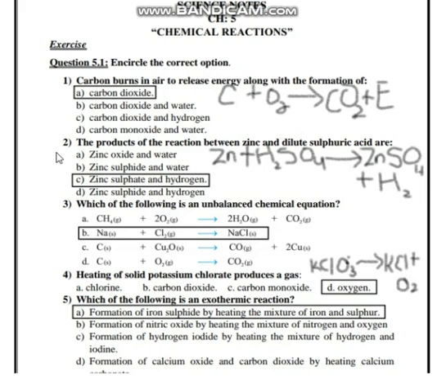Okay, next: the products of the reaction between zinc and dilute sulfuric acid are zinc oxide and water, zinc sulfide and water, zinc sulfate and hydrogen, or zinc sulfide and hydrogen. When solid zinc metal reacts with dilute sulfuric acid, H2SO4, it forms zinc sulfate along with hydrogen. We already discussed it in the topic chemical equations and their balancing. When these two reactants react, zinc sulfate is formed along with hydrogen gas. So the right option is zinc sulfate and hydrogen gas.